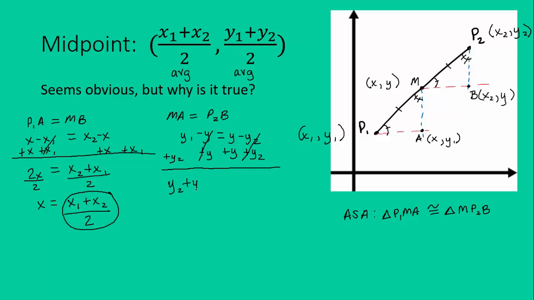y2 plus y1 is equal to 2y. This looks familiar, right? We can finish it off just like we did with the x's and neaten it up a little bit. So y is equal to y1 plus y2 all divided by 2. And there is our y coordinate of the midpoint. And that's our proof of the midpoint formula. Now go use it.